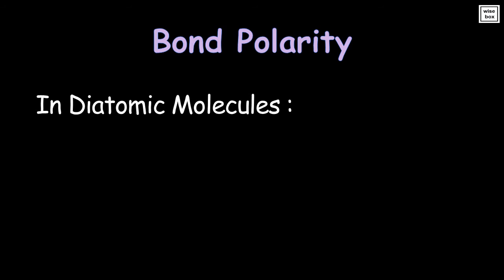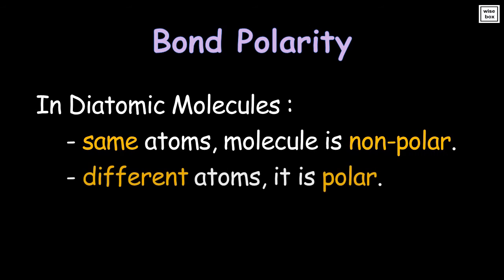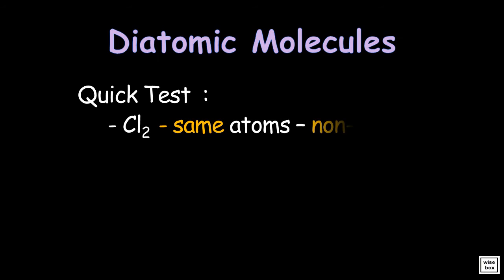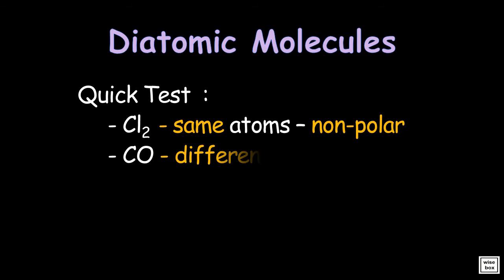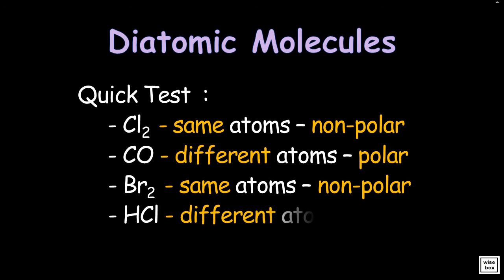Let's summarize the bond polarity in diatomic molecules. For same atoms, the molecule is nonpolar. For different atoms, it is polar. Let's have a quick test: polar or nonpolar. Chlorine molecule Cl2, same atoms, nonpolar. Carbon monoxide CO, different atoms, polar. Bromine molecule Br2, same atoms, nonpolar. Hydrochloric acid HCl, different atoms, polar.